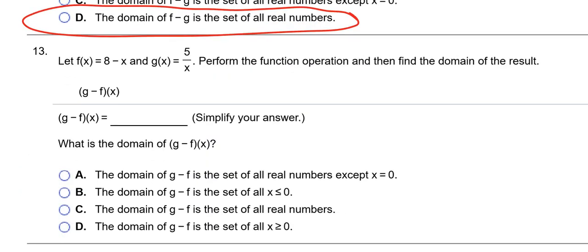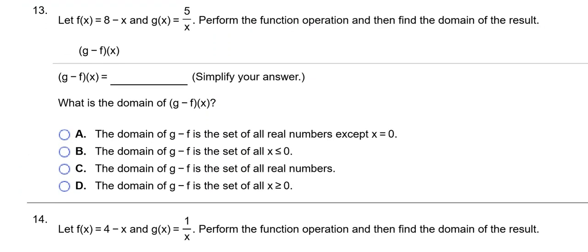If there are no denominators, you can be guaranteed that you're going to have all real numbers. Now, there are other exceptions in the universe which we are not going to deal with at the moment. We're focused on the denominators.